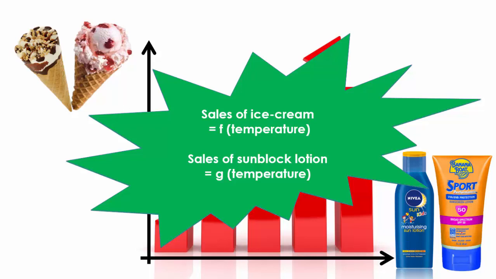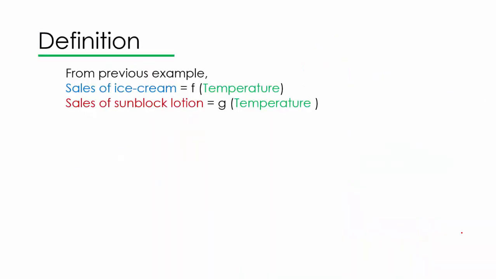Thus, we can see that it may not always be useful to link two variables directly together, even though they may show a trend, but that these two variables may require a third factor to link them in a more meaningful way. In the example shown earlier, we concluded that the sales of ice cream is a function of temperature, and the sales of sunblock lotion is also a function of temperature.